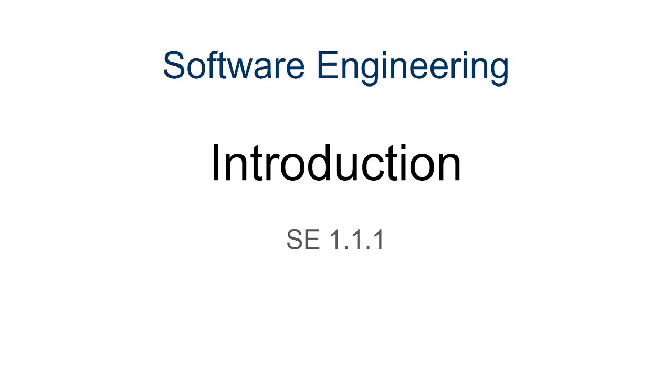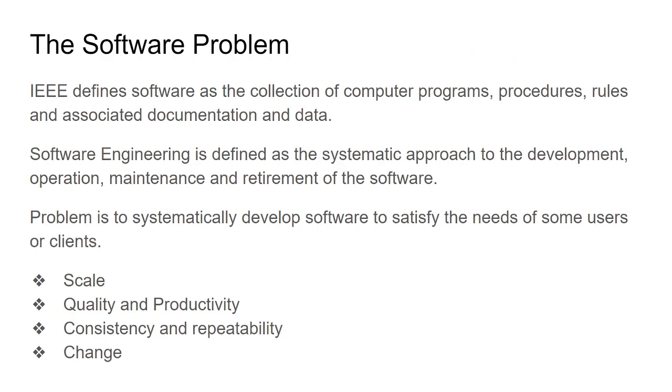But before that, let us see what software engineering is, or what actually a software is. IEEE defines software as a collection of computer programs, procedures, rules, and associated documentation and data. So this is the definition of a software. This is the most likely asked question for 2 marks: to define a software, or how the IEEE defines a software.